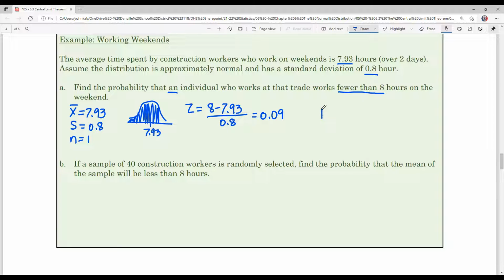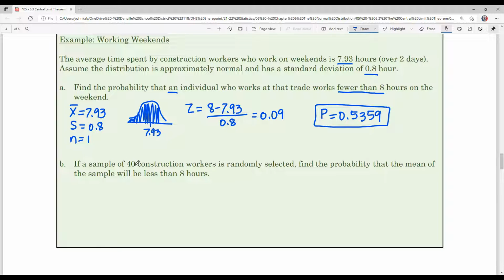If I look up this z-score on my z-score table, I get 0.5359. So if I randomly select one individual and ask them how many hours they worked overtime, I will have a 54% chance that it's less than 8 hours. So that's for a single person.